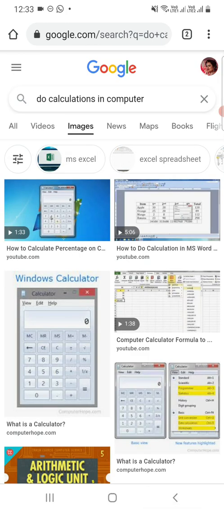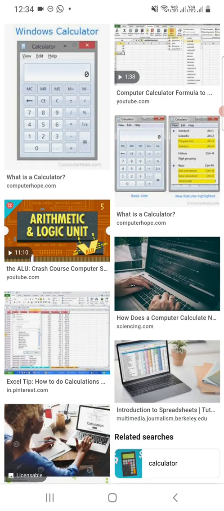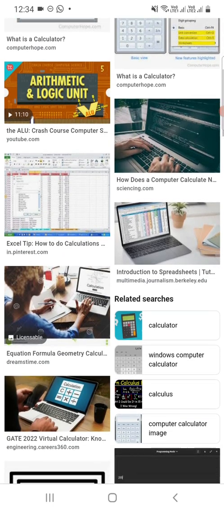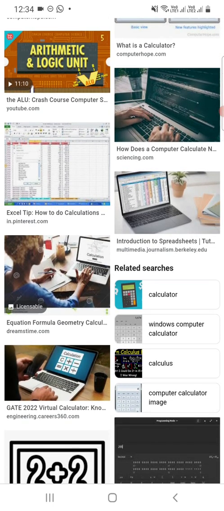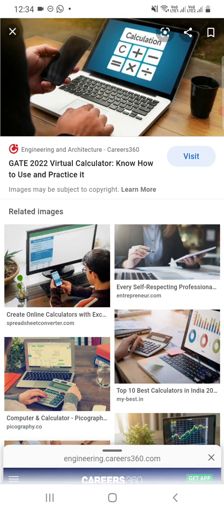Next, that we can do calculations. Do calculations on the computer. You can see there is a calculator we have in our laptop or computer, in our desktop. We can access that calculator to do some difficult calculations. So we can use our computer to do calculations.